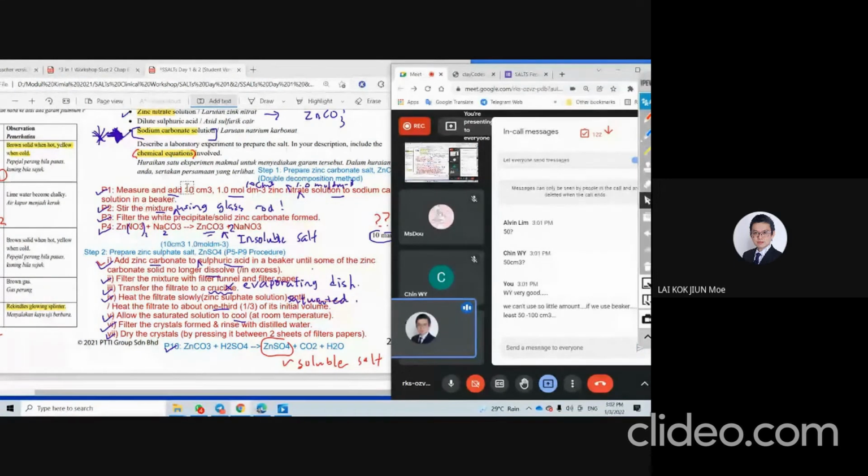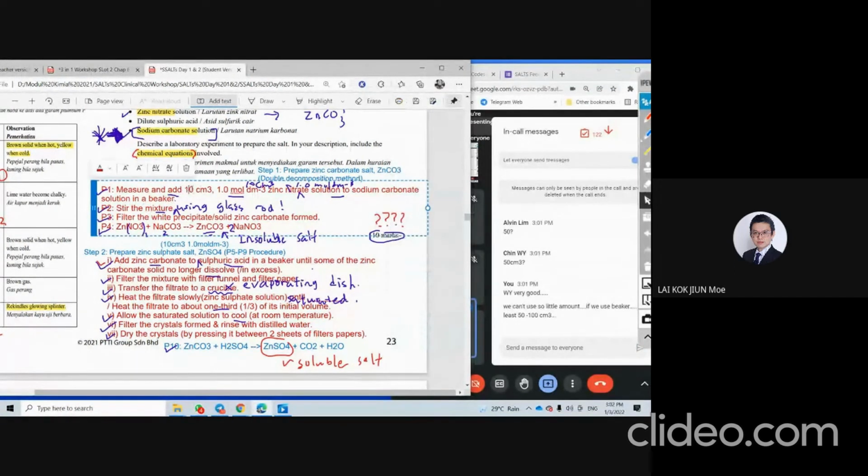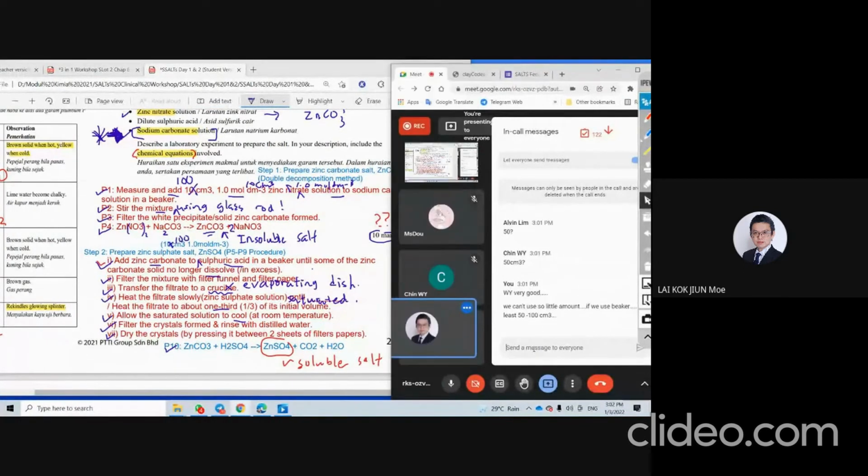If only 10, it's not logical, too few, not suitable, because your beaker can be 250, or 500 cm3. So this 100 cannot, too little, not suitable. At least give 100, no problem. Here also. Be careful. Every time you write the experiment, make sure you are using a very logical amount and very logical molarity.